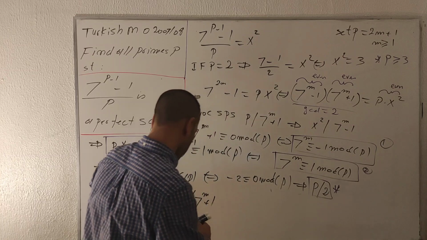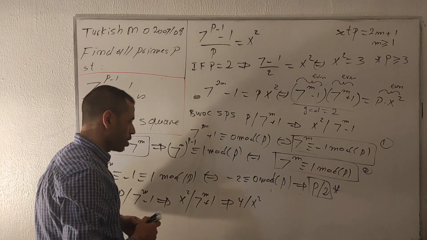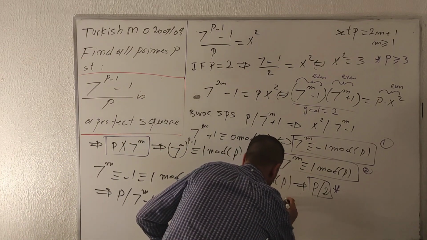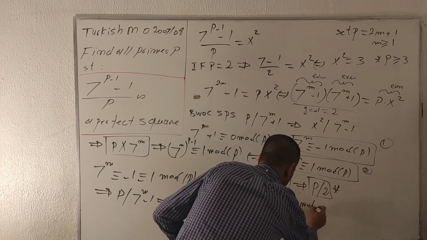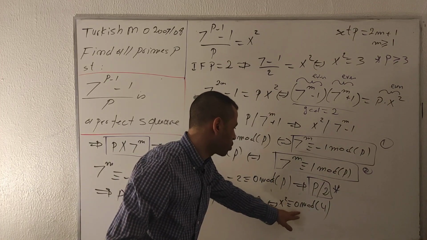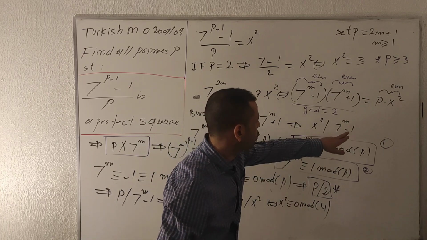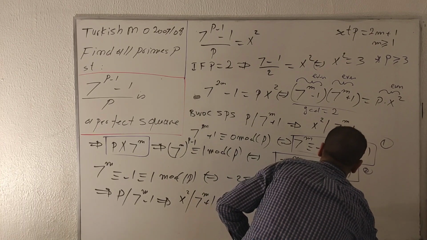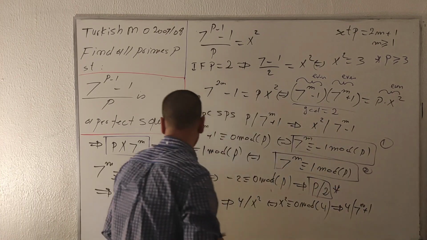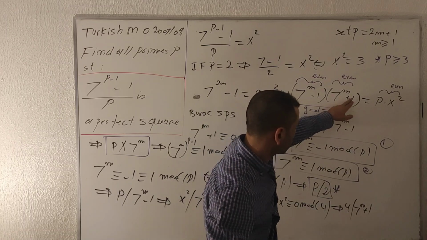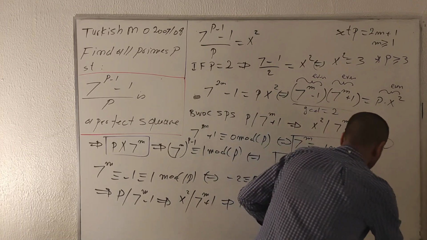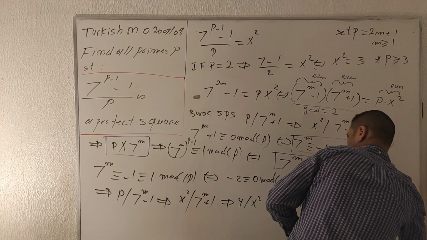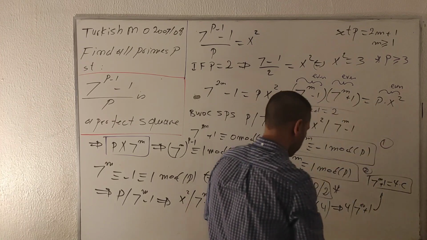If 4 divides x squared, which means x squared is a multiple of number 4. In other words, equivalently x squared is congruent to 0 mod 4. If x squared is congruent to 0 mod 4, which means 4 divides 7 to the m plus number 1. That means 7 to the m plus number 1 is a multiple of 4. In other words, 7 to the m plus number 1 equals 4 multiplied by c, where c is some natural number.